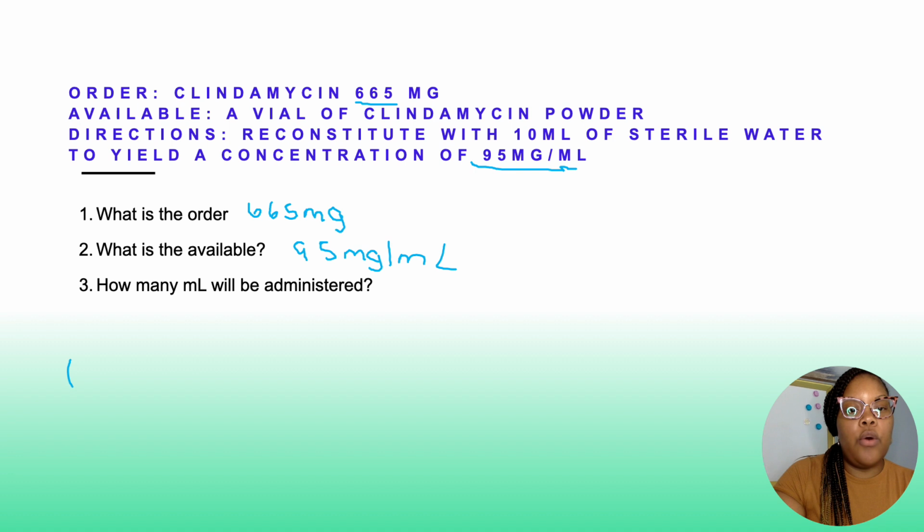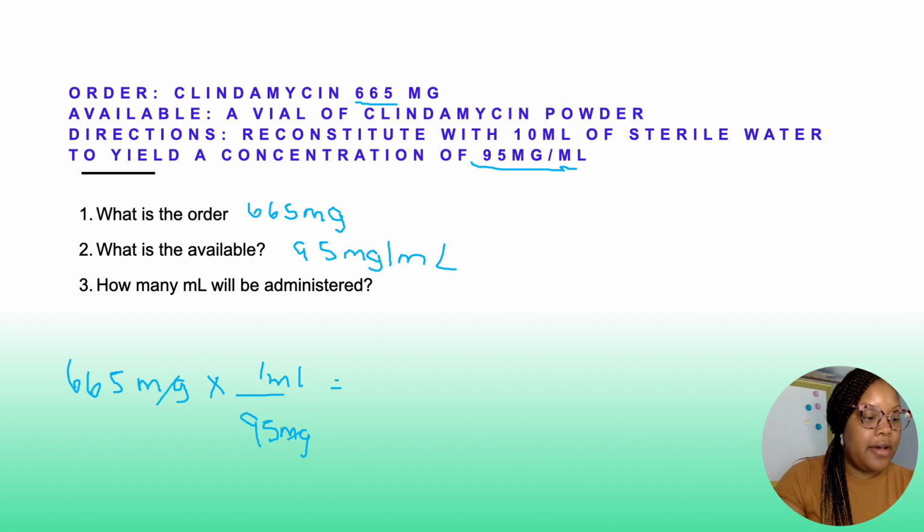So we're going to start with our order. Now we just do regular dimensional analysis. We take our order, and we know that milligrams has to go on the bottom because we need it to cancel out. So we go back to what we have available: 95 mgs per 1 ml. So mgs cancel out. We divide 665 by 95, and that will give us 7 mLs. So that's our answer. All right, so let's try another one.